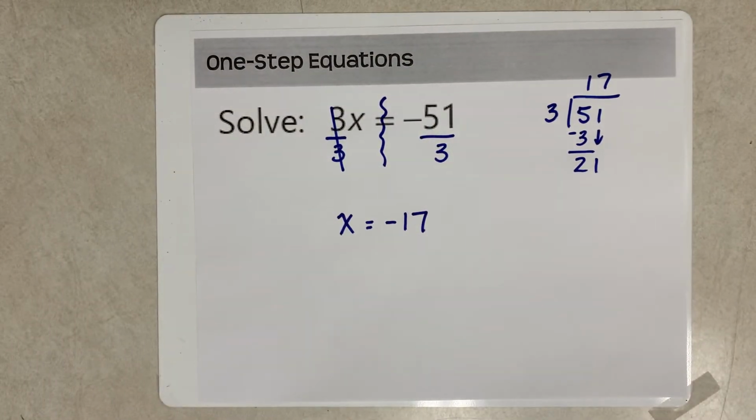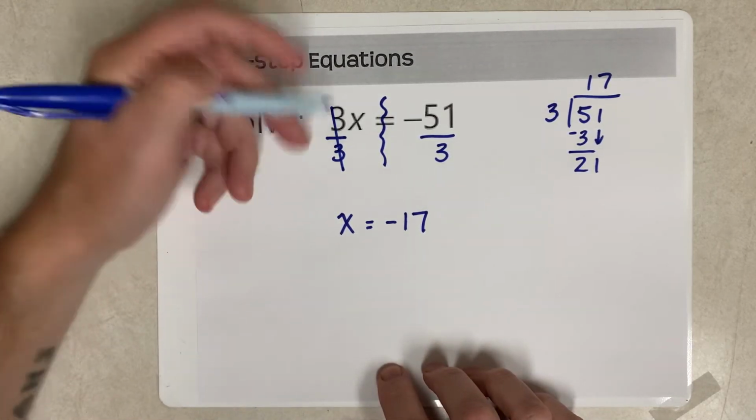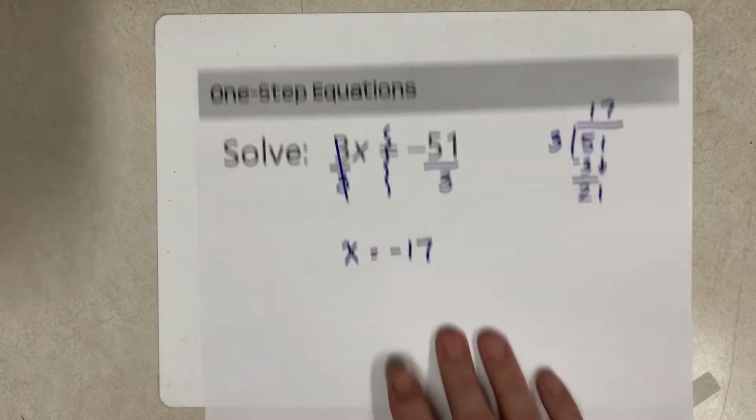All right, or if your teacher lets you use a calculator, then you can use a calculator. So negative 17 is the solution for that one. Same process, it's just a different operation to get rid of that 3 because it was multiplied.